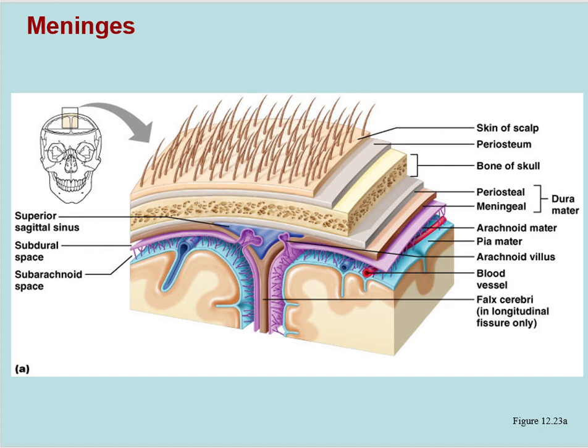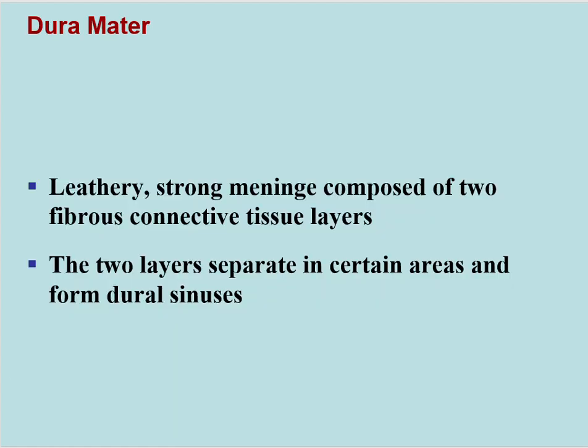So here we can see those meninges. We have the outer dura mater, which has a periosteal layer that is adjacent to bone, and a meningeal layer that is adjacent to the rest of the meninges. We have a middle arachnoid mater, and we have a deep pia mater that covers the ridges and valleys of the cerebrum.